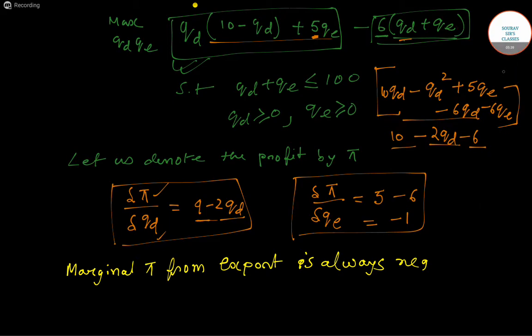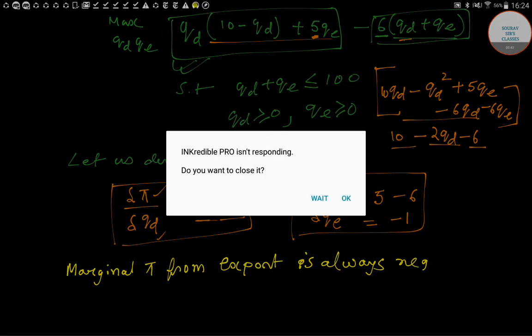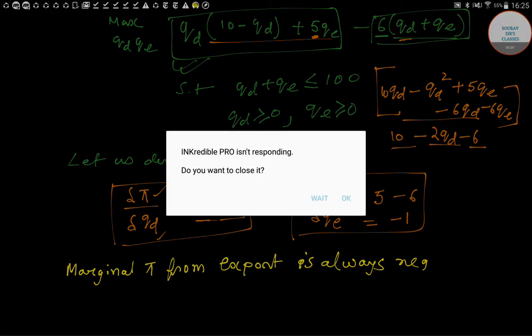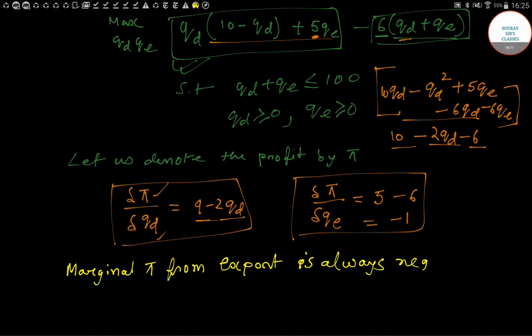So the profit-maximizing monopolist will not export anything. The quantity that the firm sells in the domestic market is determined by setting its marginal profit equal to 0. So we simply equate this term to 0. Solving, you will get the value of QD to be 2 and the value of QE to be 0.